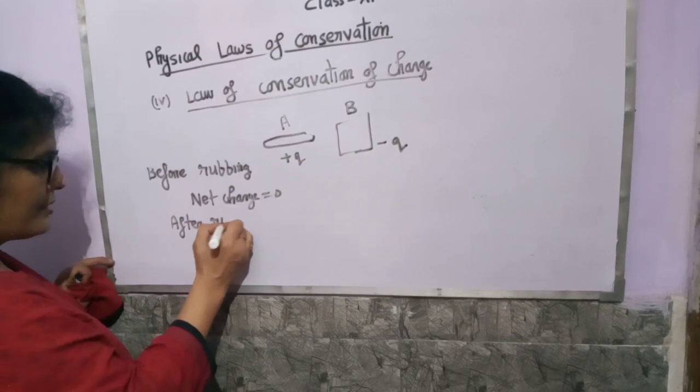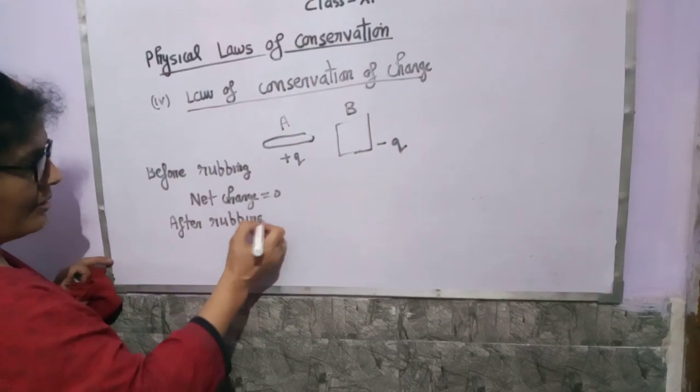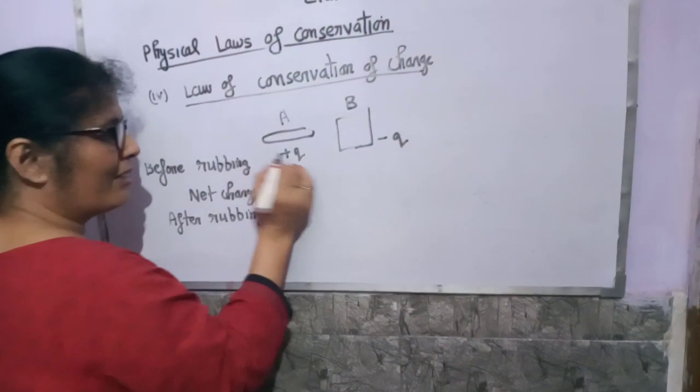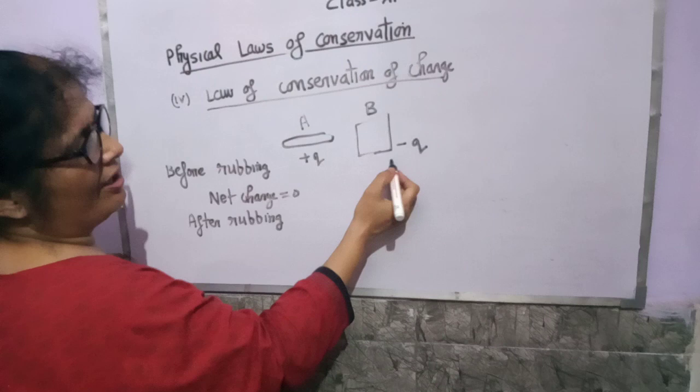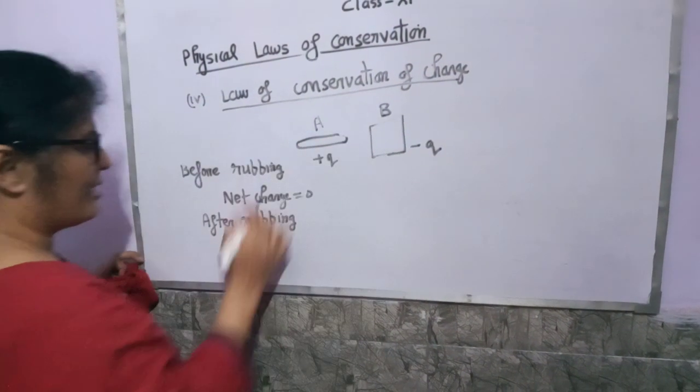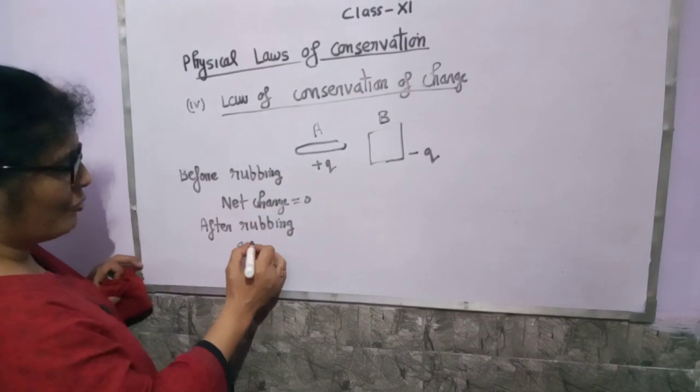After rubbing, you can say that it becomes positively charged, it becomes negatively charged. How many electrons does it lose? The same number of electrons it gains. Therefore, both the objects have equal and opposite charge. Net charge is Q plus minus Q.